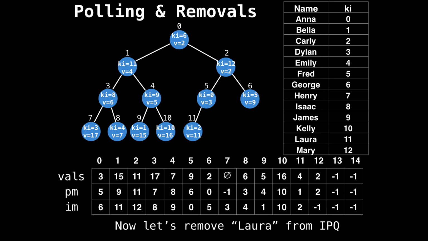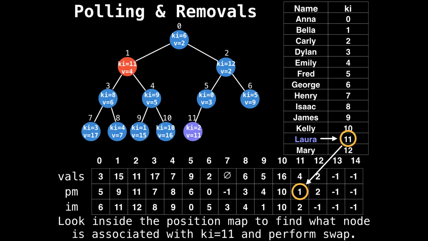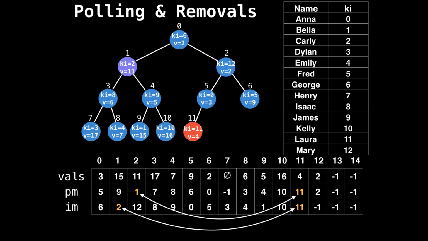Let's do a slightly more involved removal by removing a specific key from the index priority queue. In this example, let's remove the key Laura. The first thing we want to do is get the key index for Laura, which is the key we're working with. So in this case, the key index is equal to 11. Once we know the key index, we can use that information to locate the node within the heap by looking inside the position map.